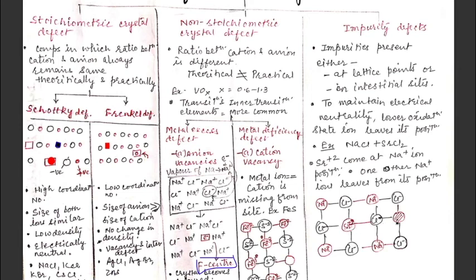Okay, so this is all about defects in crystals and defects in ionic compounds. In my next video, I will discuss with you electrical conductivity and magnetic properties of compounds.